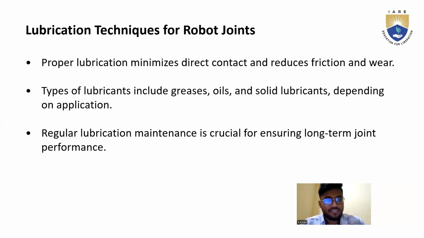Now, lubrication techniques for robot joints. Proper lubrication minimizes direct contact and reduces friction and wear. Types of lubrication include grease, oil, and solid lubricants. Depending on the application, we can use these types of lubrication, especially grease and oil. Regular lubrication maintenance is crucial for ensuring long-term joint performance. Basically, these are used for robot joints.